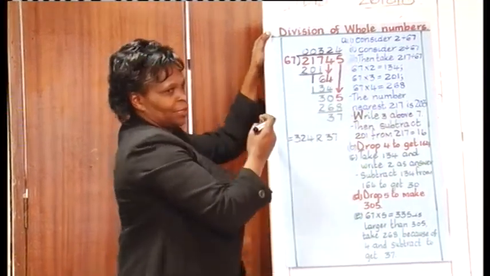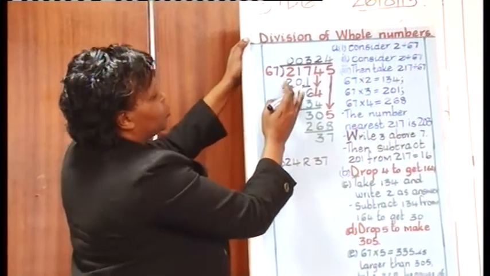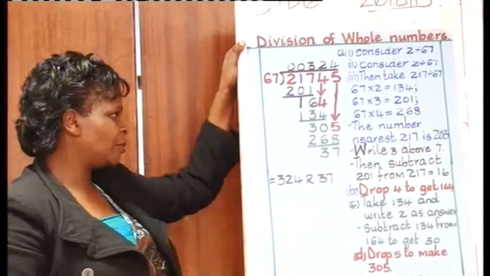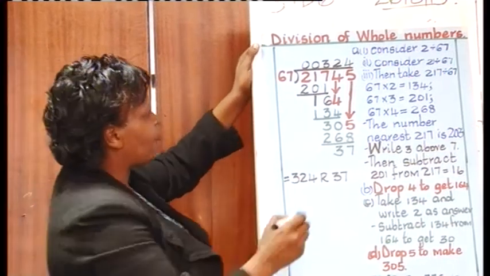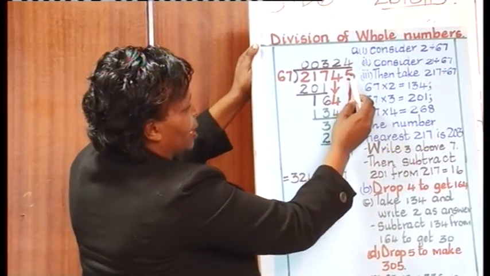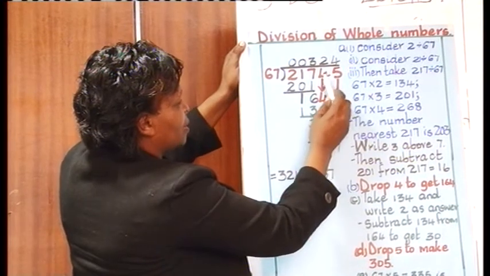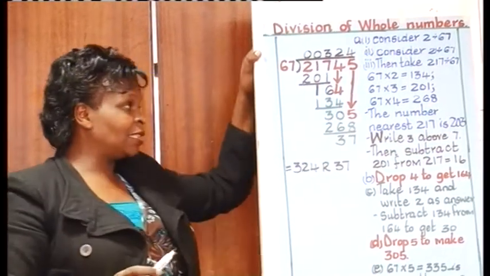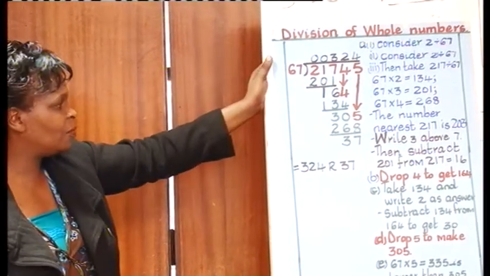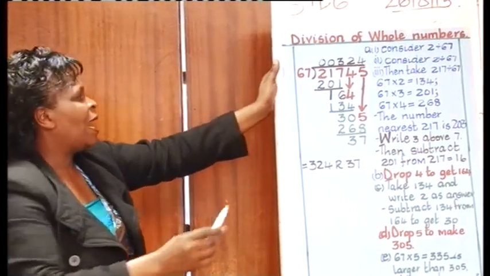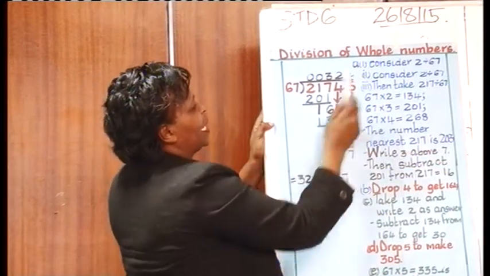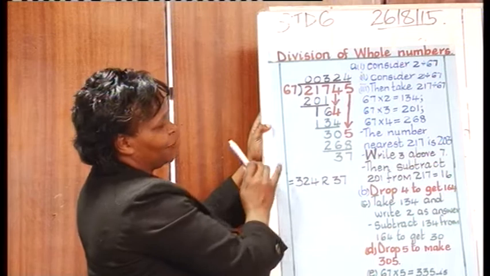Now, when you're talking about the division of numbers, after writing the number, do not start from the ones. You start from the biggest place value. In our case, when I consider the number, which is here ones, tens, hundreds, thousands, and tens of thousands, then our biggest place value will be tens of thousands. Then you start dividing by considering 2 divided by 67.